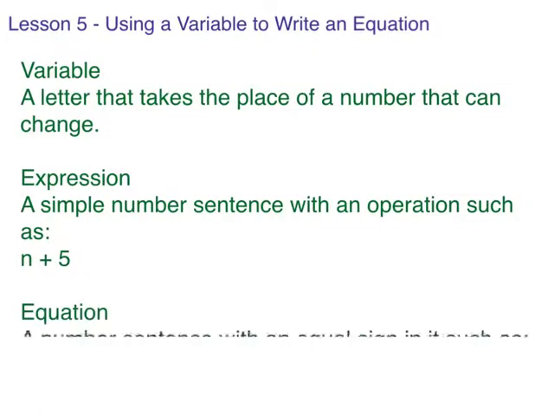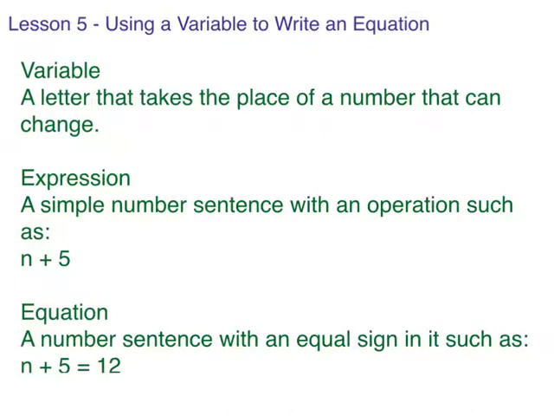And finally, an equation, and sometimes equations and expressions are confused, is a number sentence with an equal sign in it, such as n plus 5 equals 12. Notice how the expression has no equal sign, but the equation does have an equal sign. So equations you can solve. In this equation, you would know that 7 plus 5 is equal to 12, so n is equal to 7. So these are some important terms that you should know.